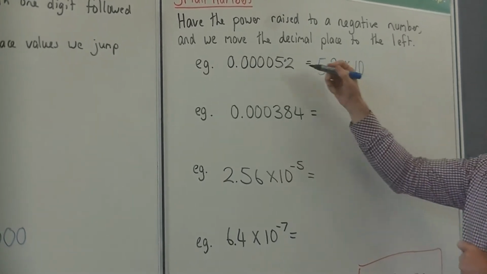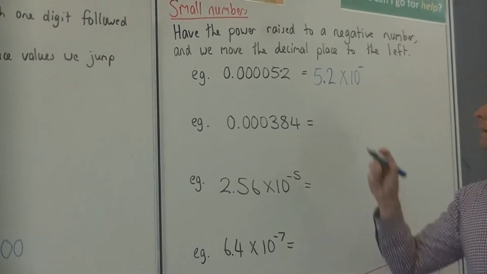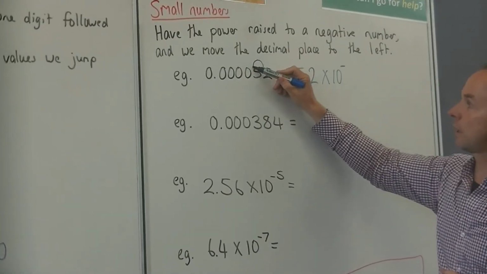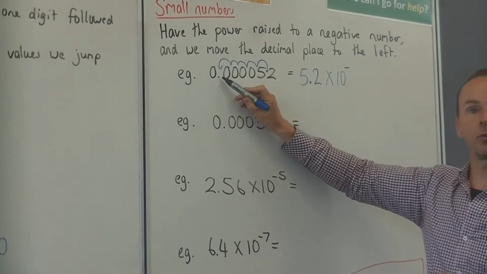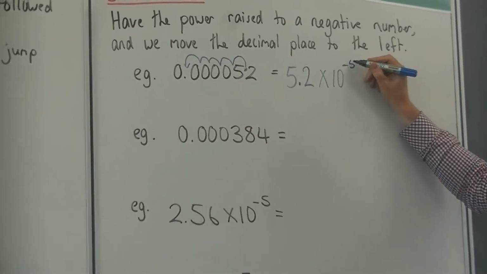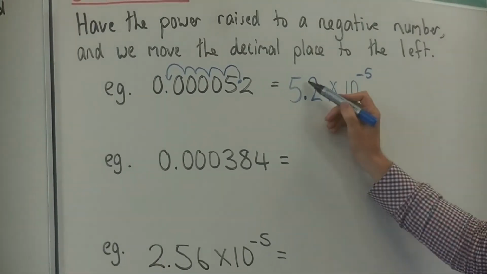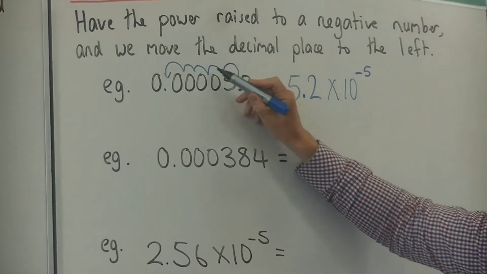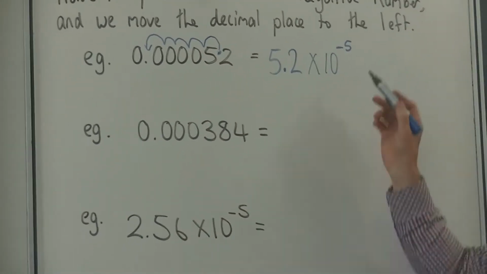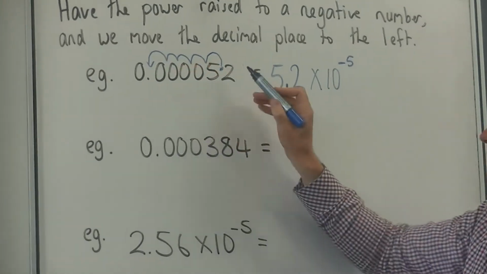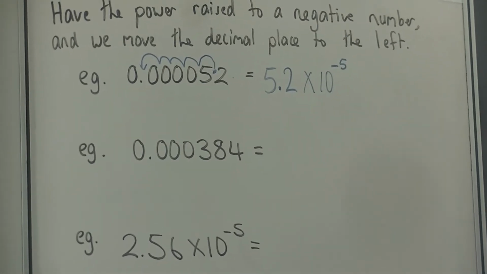But this time, because we're moving to the left, it's to the power of negative something. So we have to count again. It's 1, 2, 3, 4, 5 to get to where the decimal point is. So it's times 10 to the power of negative 5. And again, check your work. If the decimal point's there, 1, 2, 3, 4, 5, yeah, it's the right number. Sometimes people make mistakes when they move the decimal point. They might put it there at the end, or they might jump. You just have to count carefully.